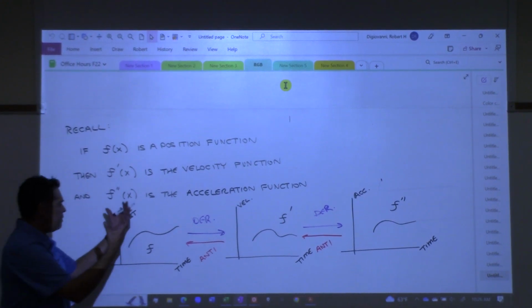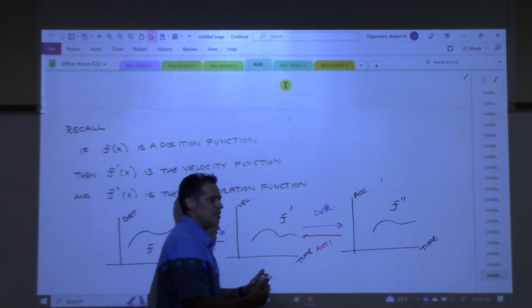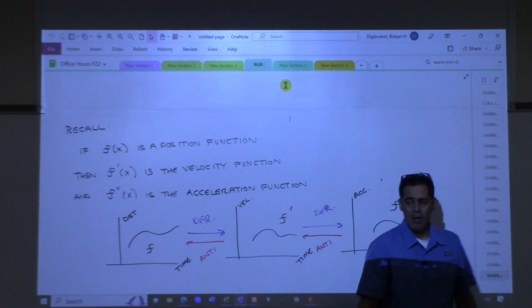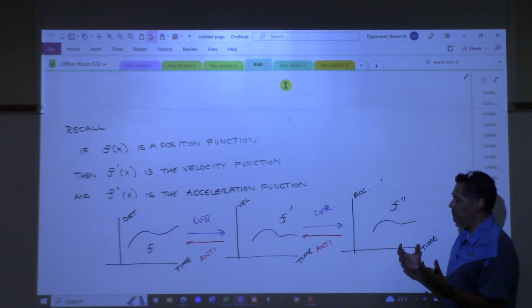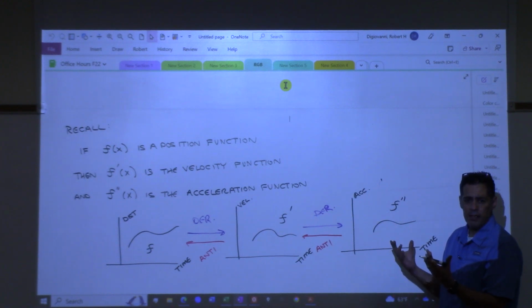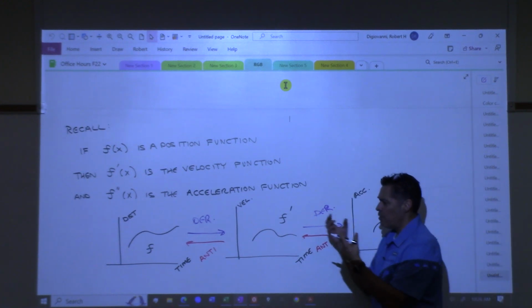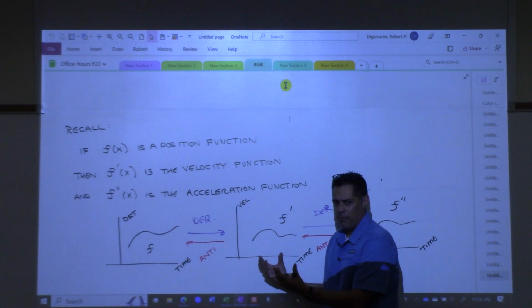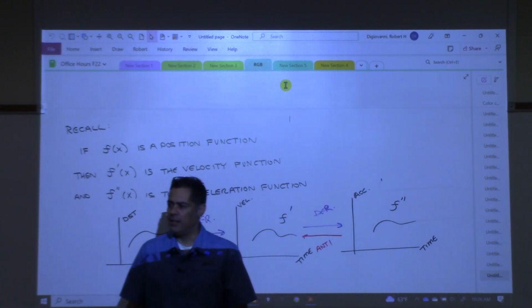I mean, if I start with the position, I can take the derivative, get velocity, take the derivative, get acceleration. But if I start with acceleration, can I go backwards? Or do we have a problem? What do you think? When I do this first step of going back here, what's the problem? Am I going to get an exact answer?